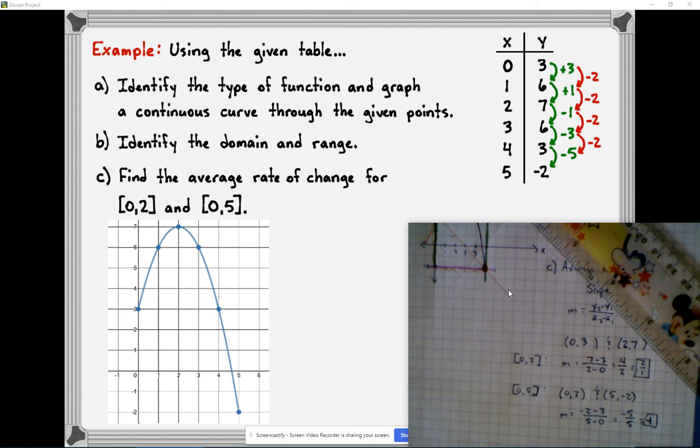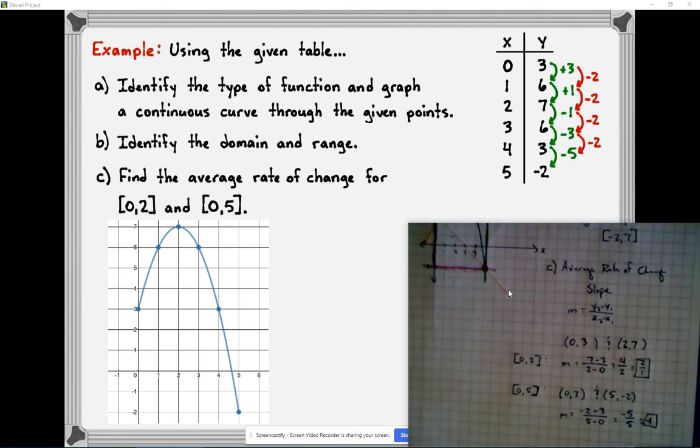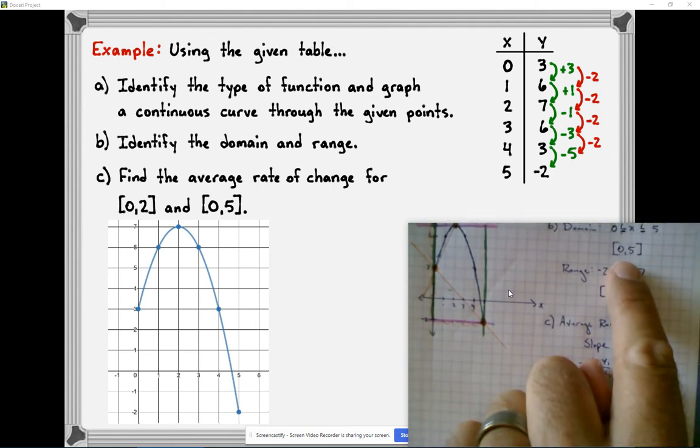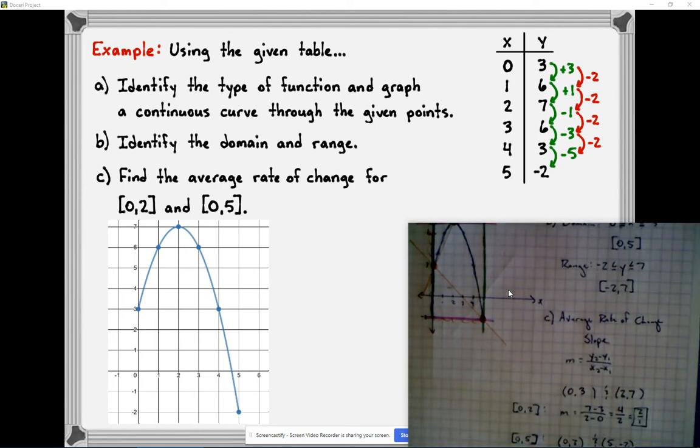All right, that is the example problem, and that is the big cue for today. Can you identify what type of function it is based on the table, the data? It's quadratic. Can you plot those points and recognize it as whatever function it is? It is a parabola because it's got that U shape to it. And then identifying the domain and the range through inequality and interval notation. And then finding an average rate.